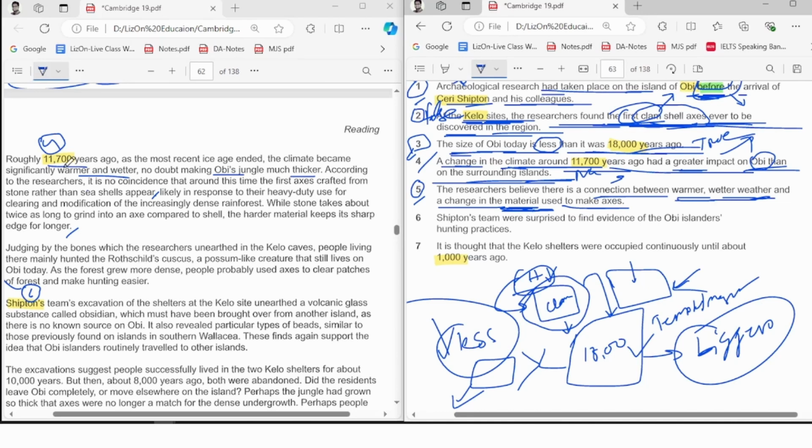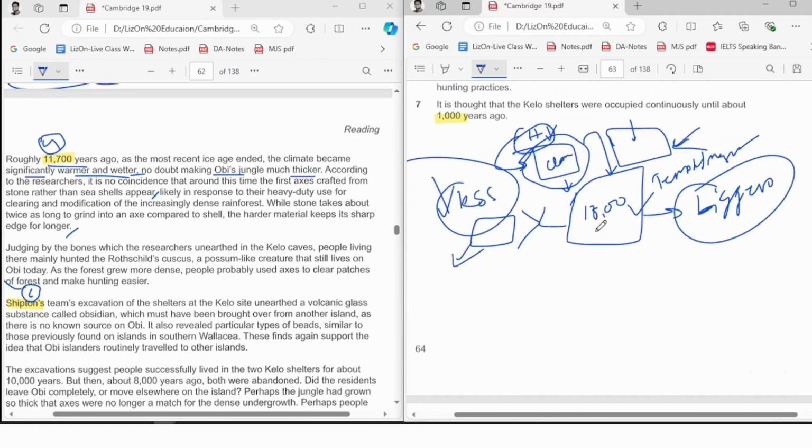We have seen significantly warmer and wetter weather, right? We have already read it. So as the weather has changed, does that make them change the material too? That's what we are looking for here. Because of warmer and wetter weather, did they change the material because of the weather? So that's what we are looking for. They are looking for the connection. There is a connection with weather.